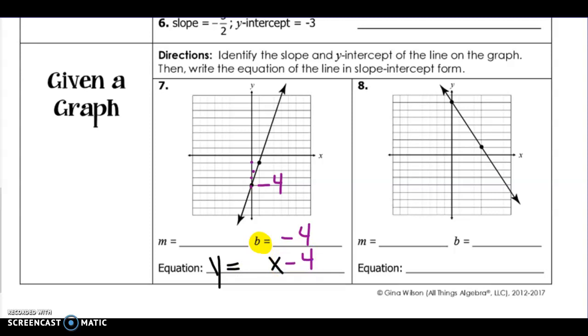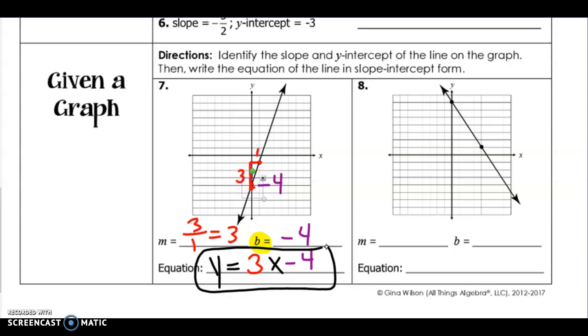All right, and then with your slope, again, I did post a video about this. So this is where you have to go from one point to another point. You're going to want to go up 1, 2, 3. So I went up 3 and I go over 1. So my m is 3/1, which can just be reduced to 3. And then you would plug that in your equation like that. So that would be your final equation for that one.